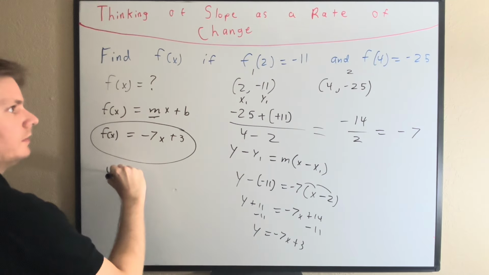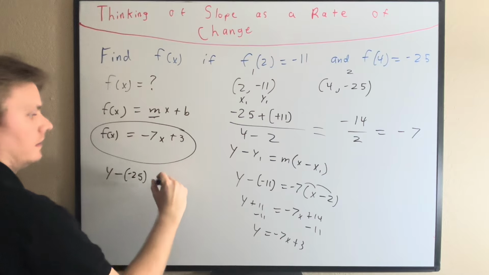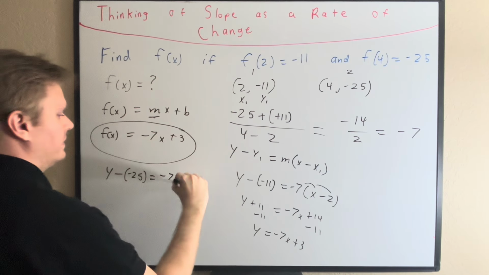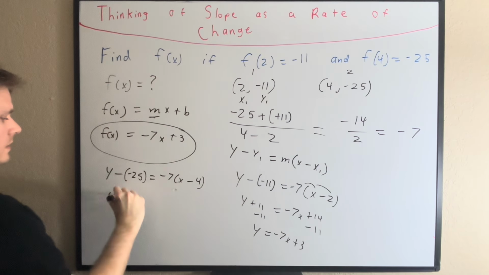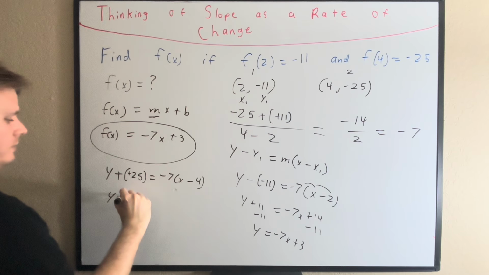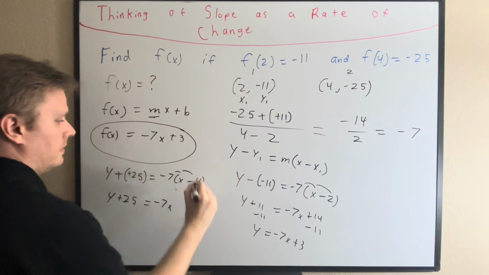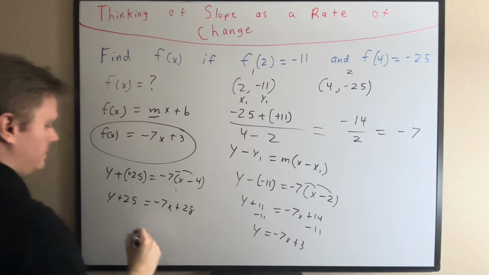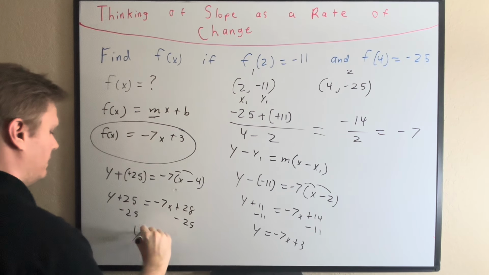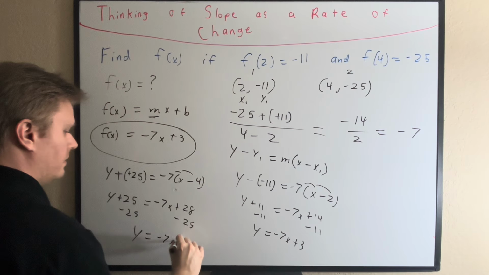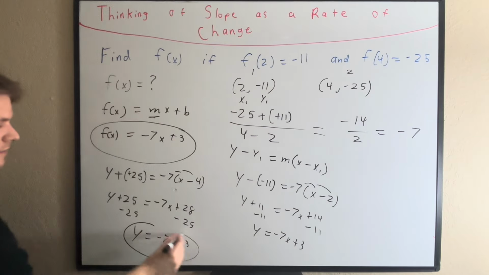What if we use the other point, though? Let's see what happens. Y minus negative 25 equals negative 7 times x minus 4, right? That's the doof rule again. Y plus 25 equals negative 7x, distribute, plus 28, right? Subtract 25 from both sides, and voila, negative 7x plus 3, it's the same.